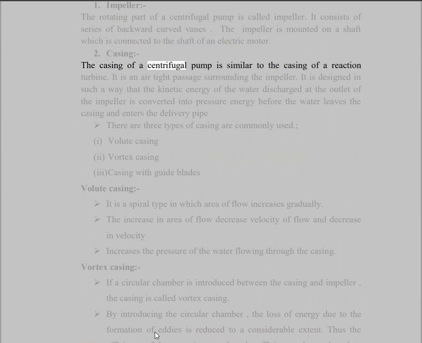2. Casing. The casing of a centrifugal pump is similar to the casing of a reaction turbine. It is an airtight passage surrounding the impeller. It is designed in such a way that the kinetic energy of the water discharged at the outlet of the impeller is converted into pressure energy before the water leaves the casing and enters the delivery pipe. There are 3 types of casing commonly used: 1. Volute casing. 2. Vortex casing. 3. Casing with guide blades.